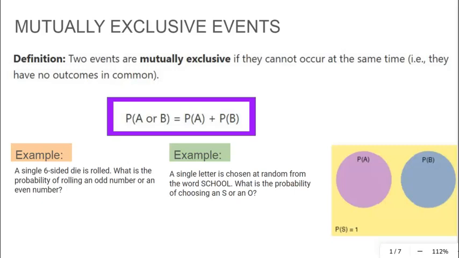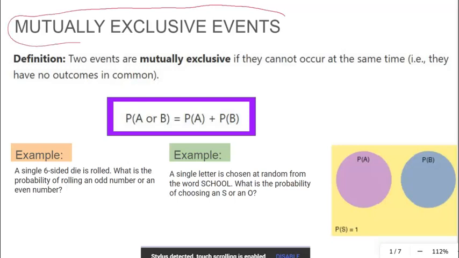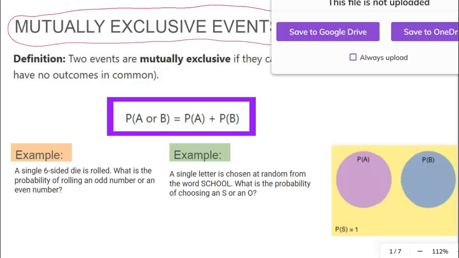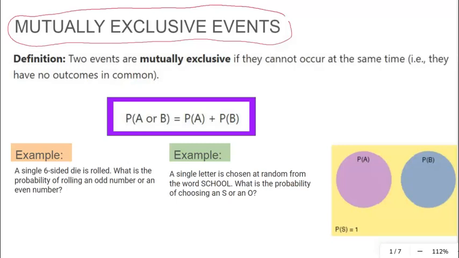Okay, so for this lesson, we are going to talk about two types of events. And these are a little confusing, so if you have this available, it will be very helpful. So the first type of event is called mutually exclusive. And so think of the word exclusive, and that means only, okay? And so for mutually exclusive, we are talking about two events that cannot occur at the same time.